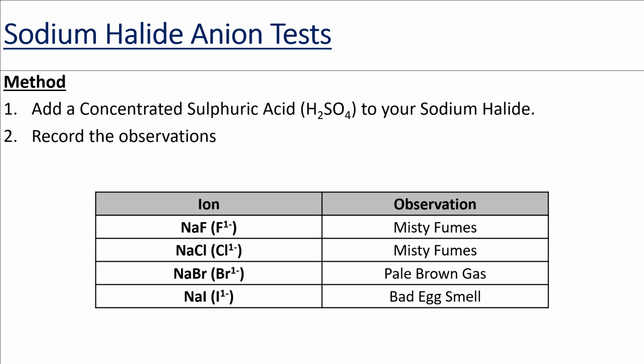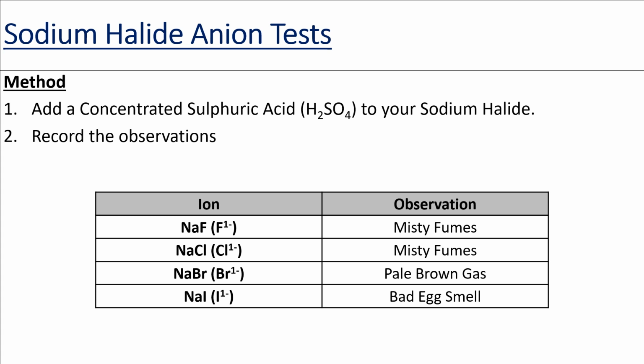Another test for the halides, if you've got sodium halides, is to react them with concentrated sulfuric acid and record the observations. So as you go down group 7, the halides' reducing power increases. So iodide is able to reduce the sulfur in sulfuric acid further than chloride or fluoride. So you get different products of the reaction, and you can use the observations of these reactions to identify them.